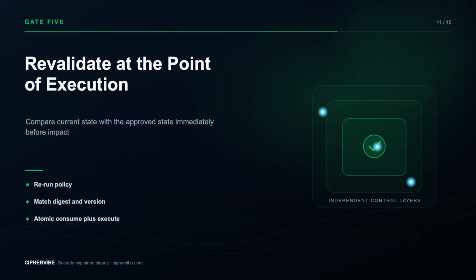Immediately before impact, rerun policy with current identity and state. Recompute the proposal digest, verify the object version, check expiration, and atomically consume the nonce with execution. If permission, target, payload, policy, budget, or state changed, stop and request a new review. This closes the gap our broken gate exposed.